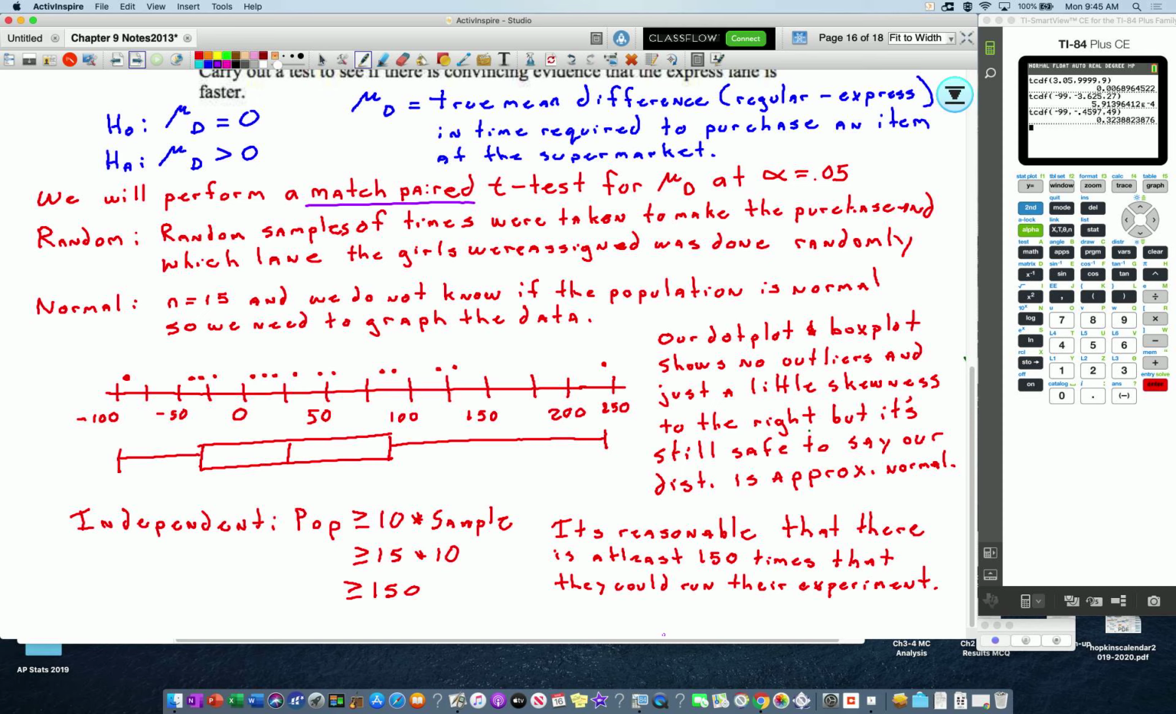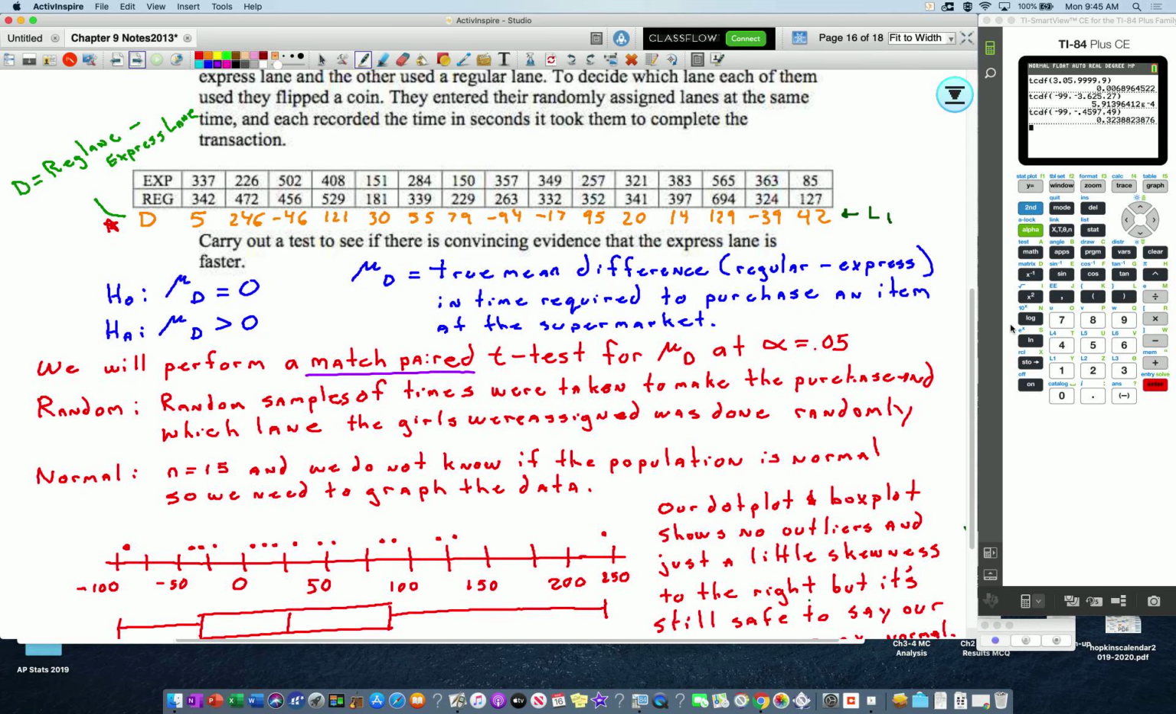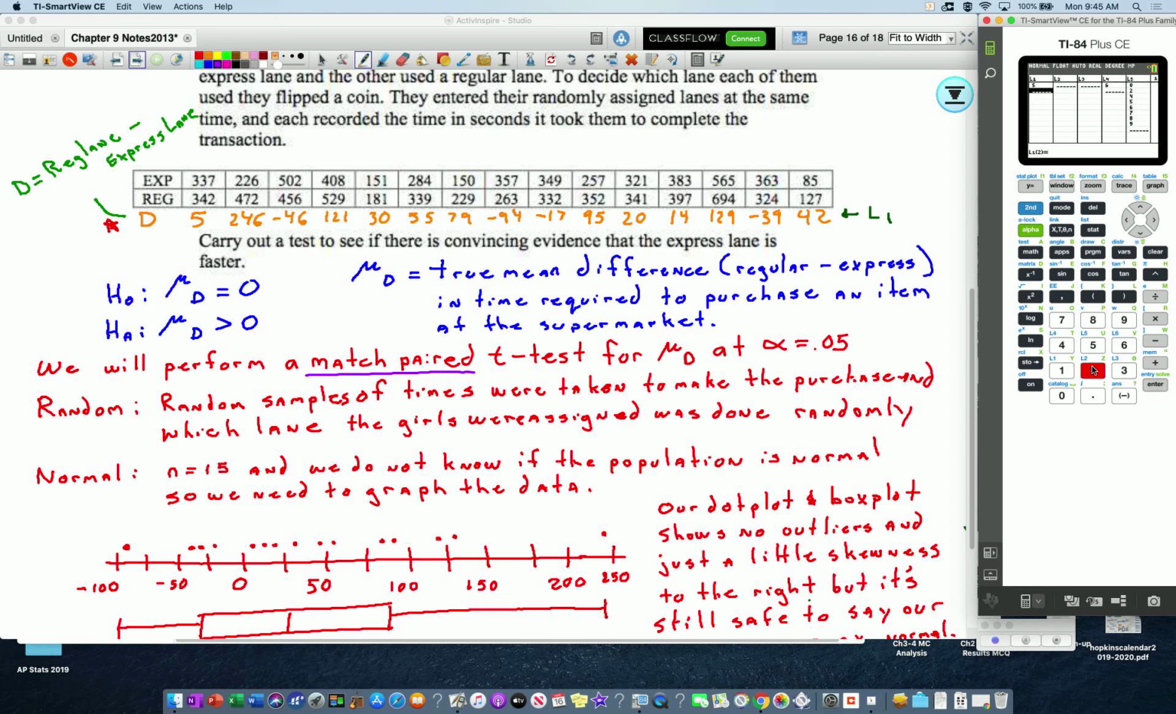Normal, well, we only did 15. You would think the girls would have done it at least 30 times, but since they didn't, I actually have to graph the data. So just to show you, I'm going to take a minute to double check this. If I go to my stat and go to edit, I'm going to clear out this data and enter in these 15 points. Because some of you might be going, Mr. Carswell, you got 5 and then 246, negative 46. I mean, this is going all over the place. And I couldn't agree with you more.